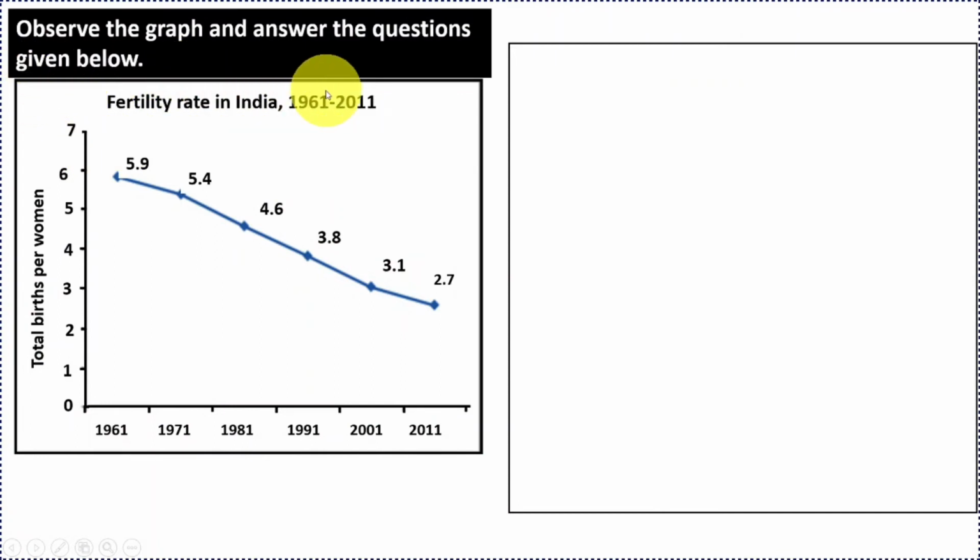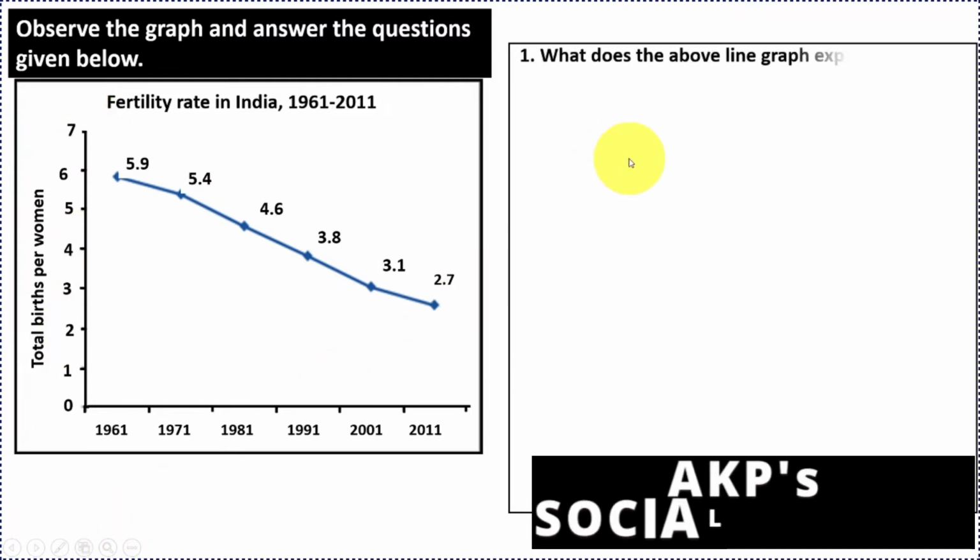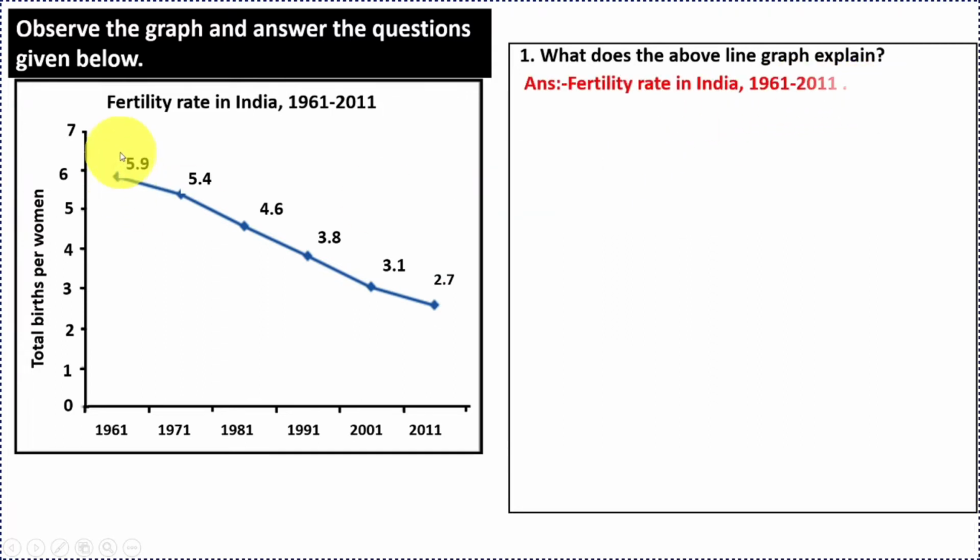Observe the graph and answer the questions given below. This is about fertility rate in India from 1961 to 2011. Here total birth per woman is given. Question: What does the above line graph explain? The above line graph explains fertility rate in India from 1961 to 2011.